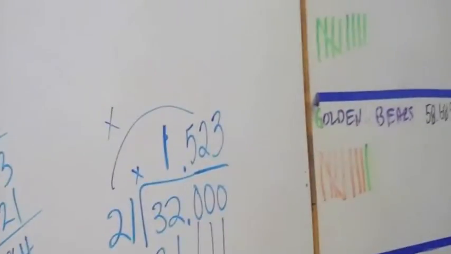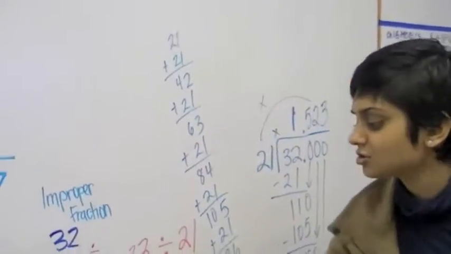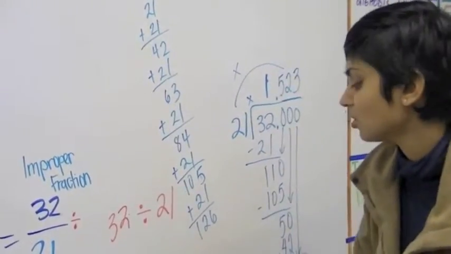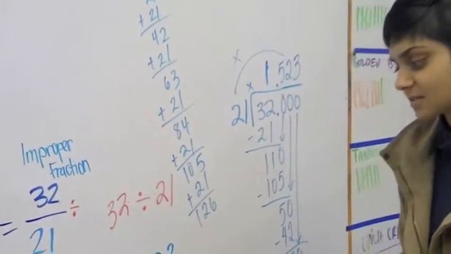So it looks like I could keep on going, but I'm going to stop here and round it off to the nearest thousandth. So 32 21sts is equivalent to 1 and 523 thousandths.